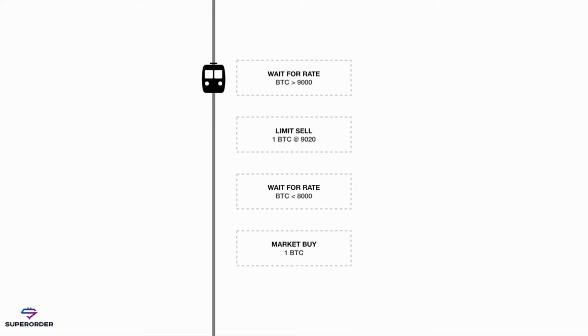In our case, floors are actions, and the elevator is not going to the next action until the current action's condition is met. In this example, the first stop is wait for rate. Here we are waiting for Bitcoin to reach 9K. Once the price hits our target, we go down.